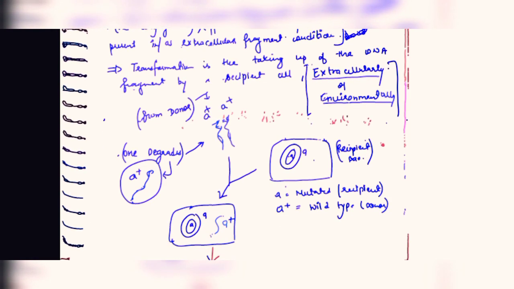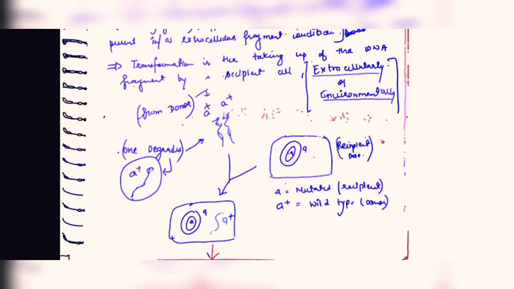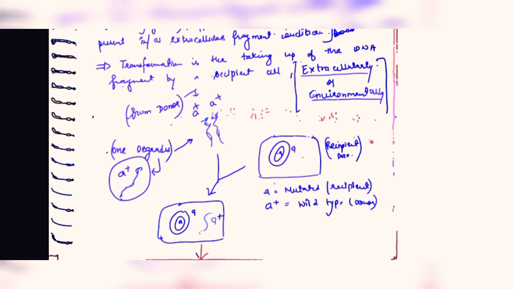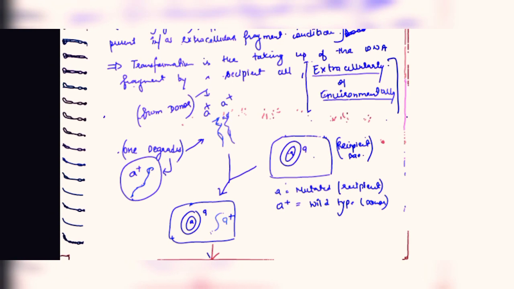We extracted the foreign DNA from the donor cell, cut it into fragments, and then it was present in the extracellular environment. Then we induced the recipient cell, or made it competent, so that it can take it up. Now, transformation is taking up the DNA fragment. This is the proper definition: transformation is the process of taking up a DNA fragment by a recipient cell extracellularly, or environmentally.